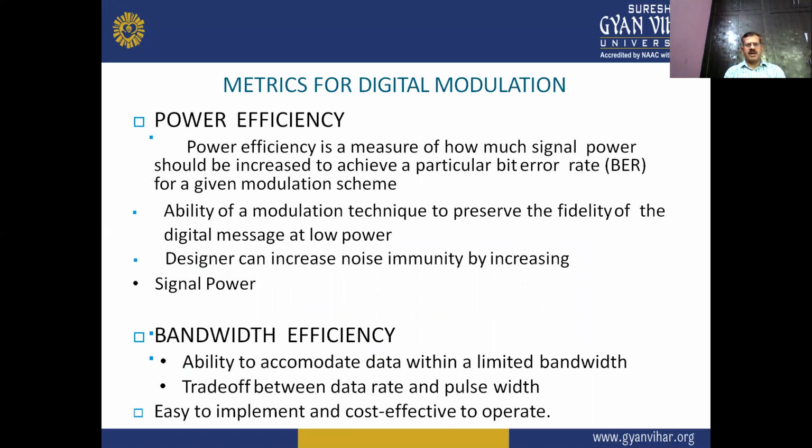And what are the metrics for digital modulation? So power efficiency is a measure of how much signal power we should increase to achieve a particular bit error rate (BER) for a given modulation scheme. It is the ability of a modulation technique to preserve the fidelity of the digital message at low power.